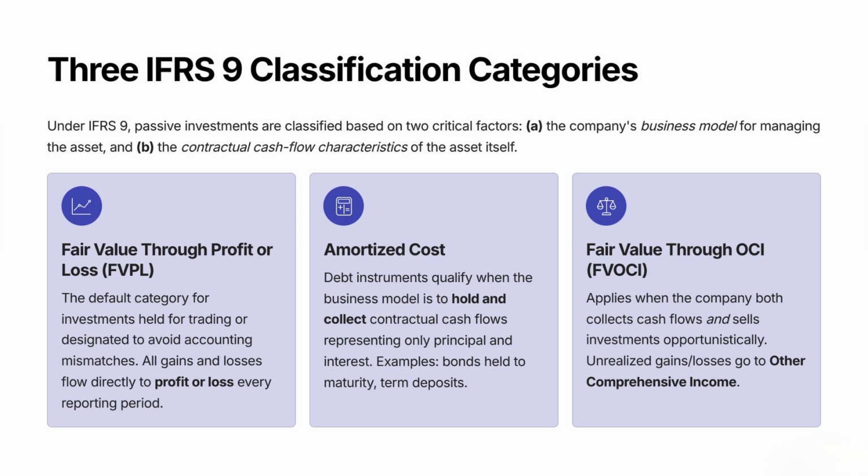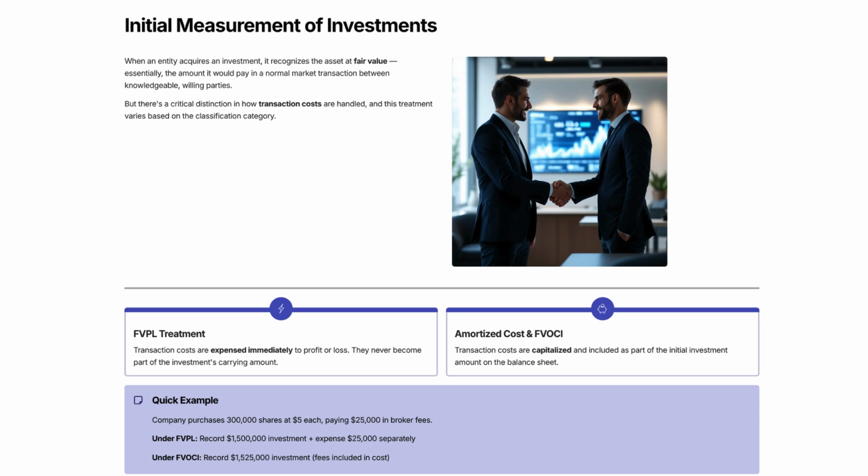But how do we record these investments in the first place? Let's move on to initial measurement. When an entity acquires an investment, it recognizes it at fair value, basically the amount it would pay in a normal market transaction. But there's also the question of transaction costs, and these are treated differently depending on the classification. For FVPL, transaction costs are expensed immediately. For amortized cost and FVOCI, the costs are capitalized as part of the investment.